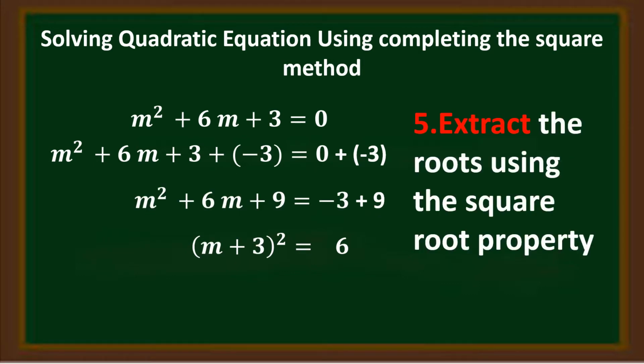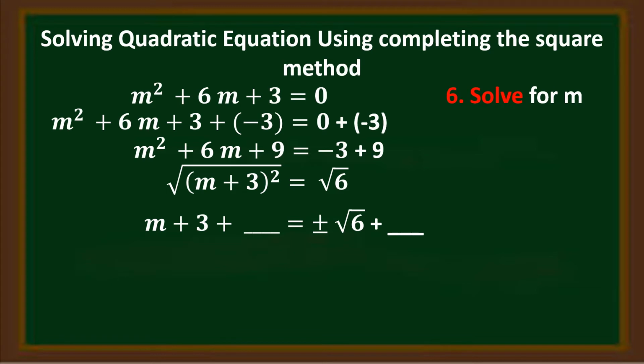Our next step is to extract the roots using the square root property. So we'll be getting the square root of (m plus 3) squared and the square root of 6. The square root of (m plus 3) squared is m plus 3, and the square root of 6 is positive negative square root of 6. The factors of our radicand 6 aside from 1 and 6 are 2 and 3. 2 and 3 are both not perfect squares, so the square root of 6 is said to be in its simplest form.